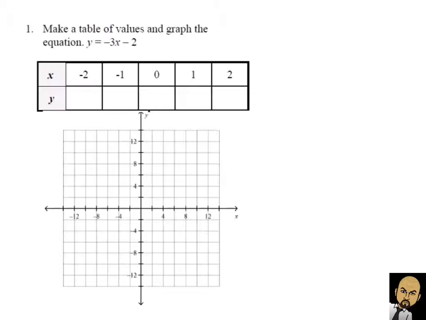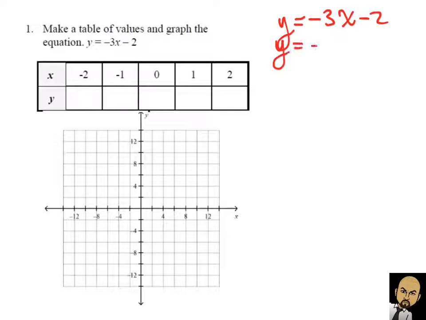All right, today we're going to continue with making a table of values from an equation, except today we're going to graph the ordered pairs that we create from the table of values. So let's get started with our equation, y equals negative 3x minus 2.